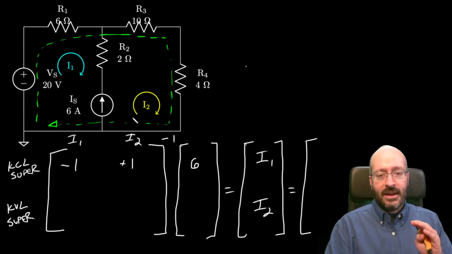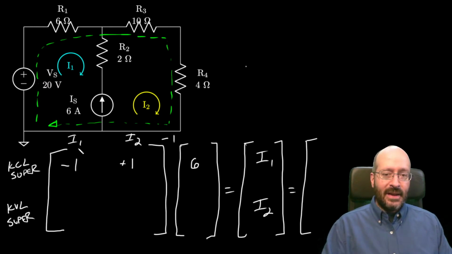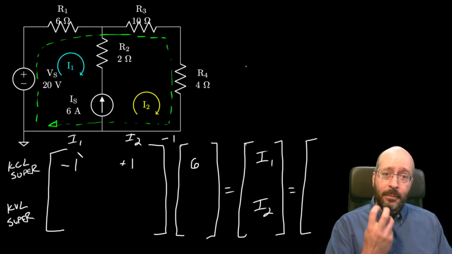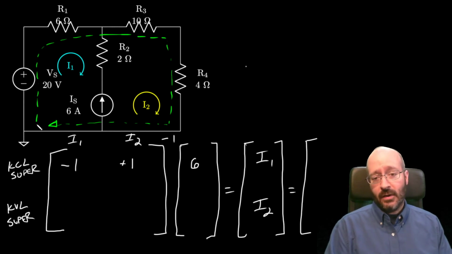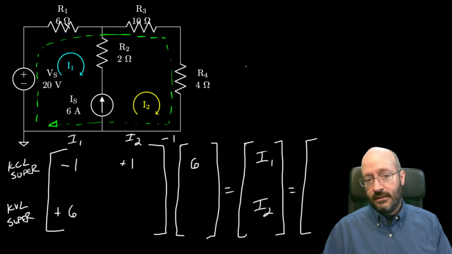But we have to say, what does I1 touch that's on the super loop? And I1 is part of the super loop. Okay, so I1 touches this 6 ohm, and that 6 ohm is on the super loop. So because it's on the super loop, it is positive, and since it's 6, it's only going to be the 6 there.